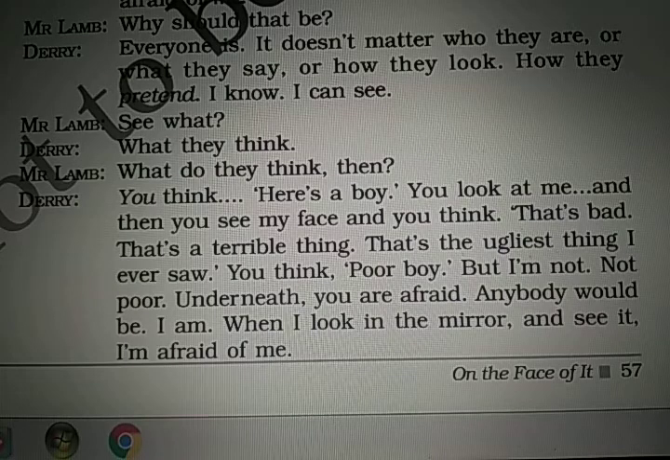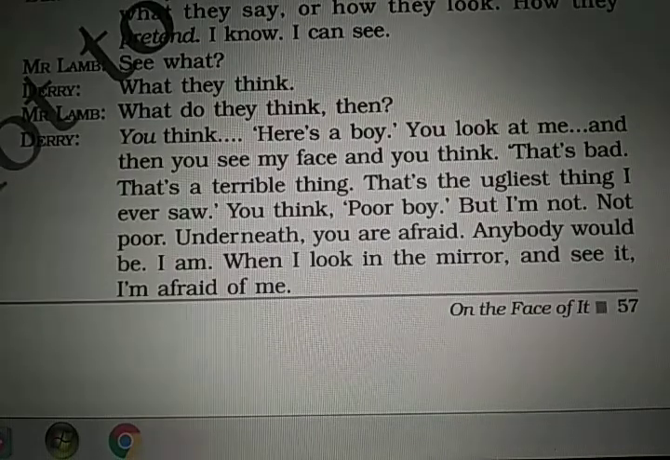Mr. Lamb asks, see what? What do they see? What do the other people see in you? Daddy says, what they think about me. Due to that thinking they get afraid. Mr. Lamb asks, what do they think then?